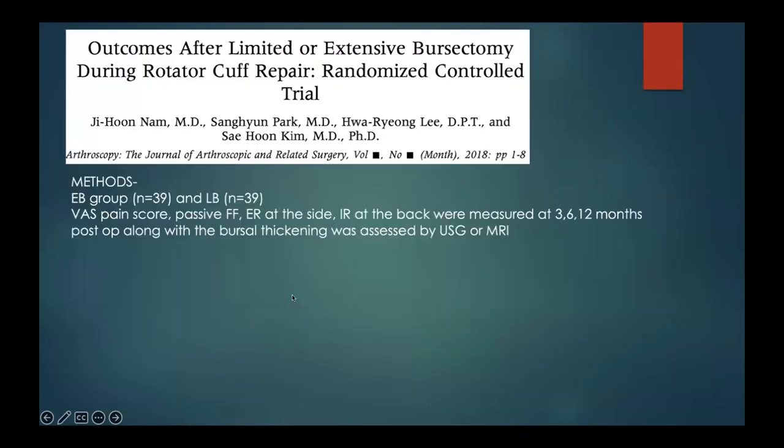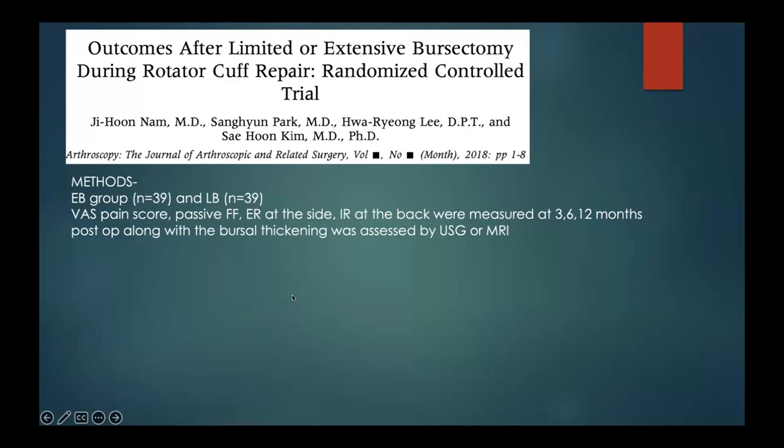There's an article published in 2018 on the outcomes after limited or extensive bursectomy during rotator cuff repair, which was a randomized controlled trial. In this, in the extensive bursectomy group, the subacromial bursa was extensively removed from anterior to posterior and lateral to medial, whereas in limited bursectomy it was minimized to allow rotator cuff visualization and tendon repair.